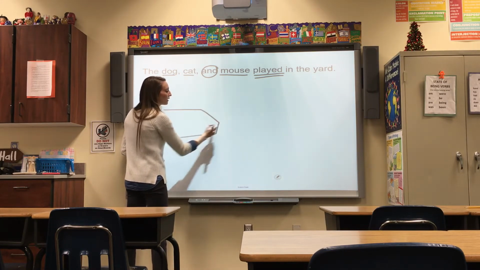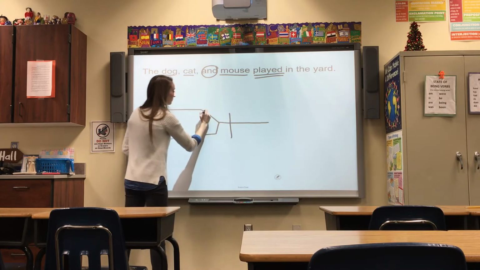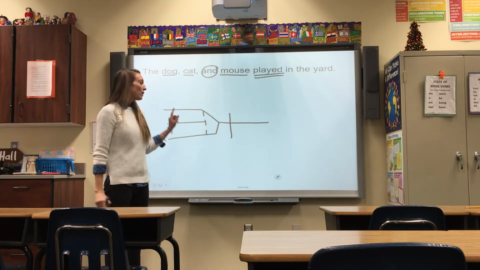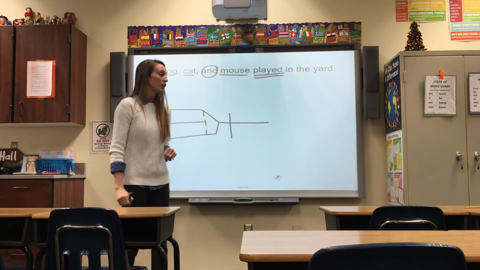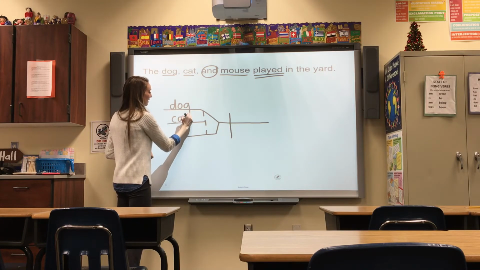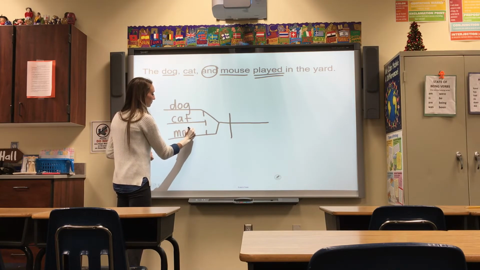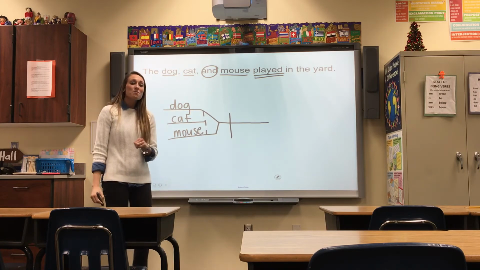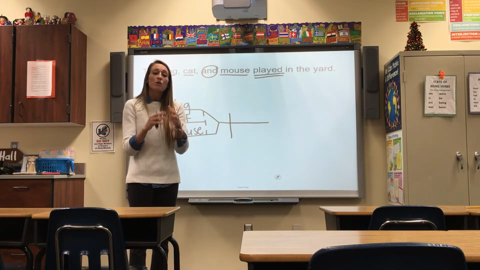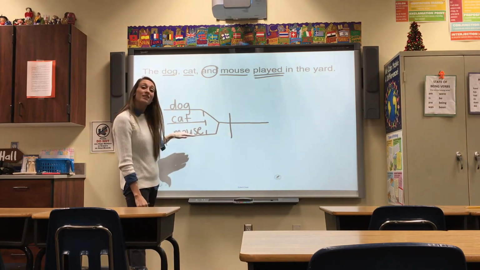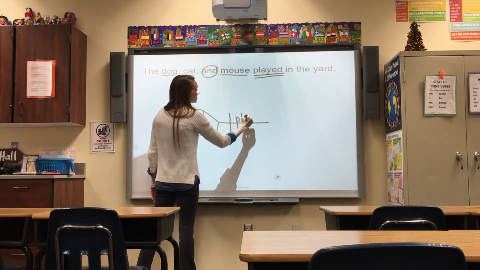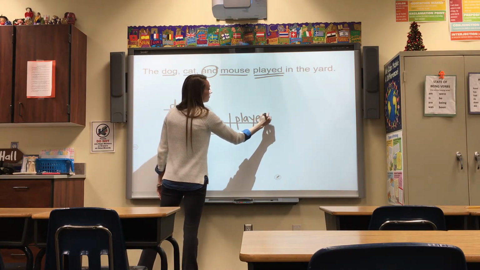When I go to draw my rocket for my subject, all I have to do is add another line in the middle. Now I have 3 lines for my 3 subjects: dog, cat, and mouse. So it doesn't matter how many subjects I have, I can just keep adding lines in the middle of my rocket. So if I had 4 subjects, there would be another line in the middle, so I had 4 lines total. Now my verb is just a single line because I only have one.